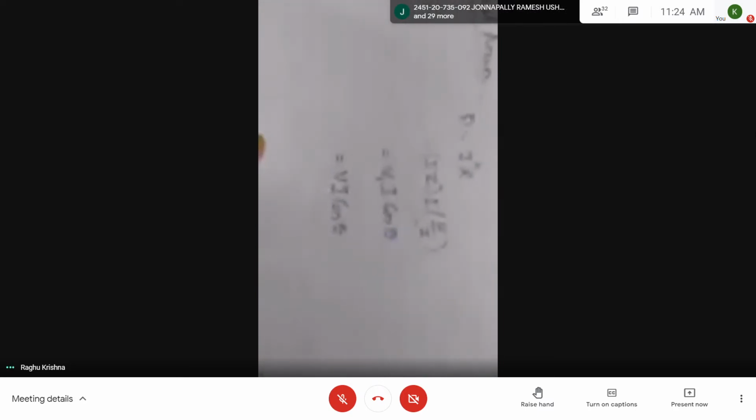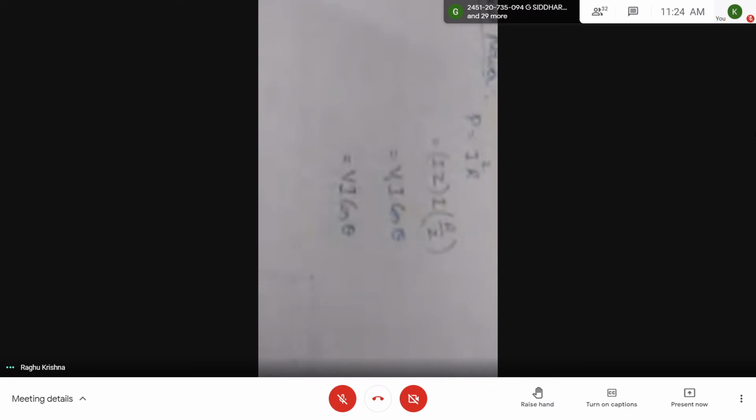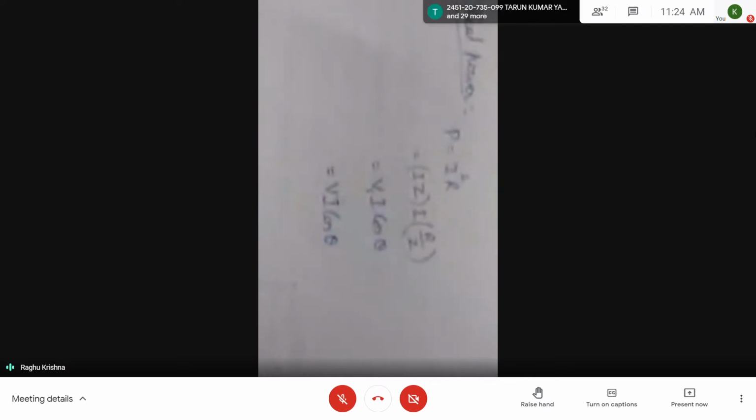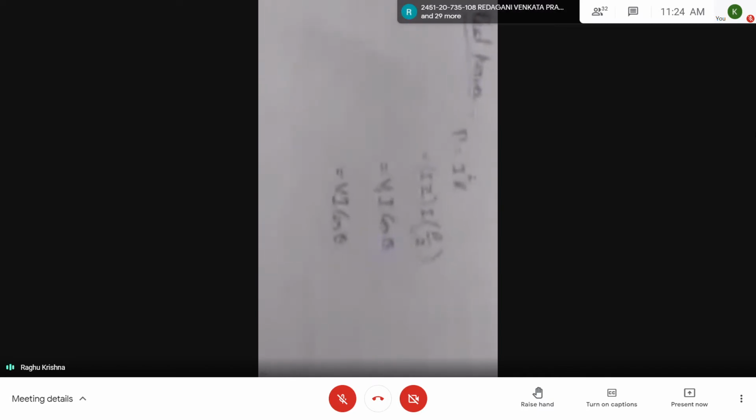Here I square R I am writing as IZ into I into R by Z. So real power here, only the resistor consumes the power. Coming to the capacitor and inductor, they will exchange the power. So net power consumed by the inductor and capacitor is equal to 0, but power is consumed only by the resistor. So here P equal to I square R, which can be written with Z multiplied and divided, so IZ into I into R by Z.